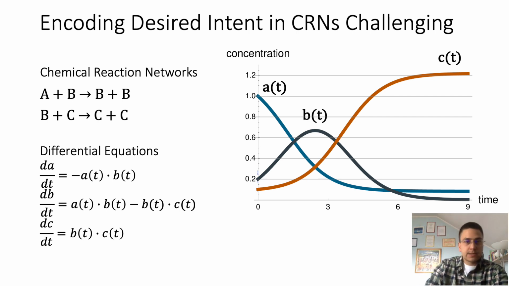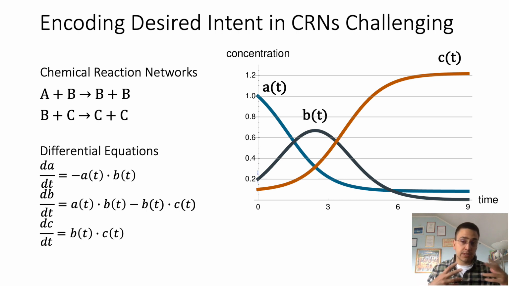Now I just want to stress that encoding desired intent in CRNs is challenging. Let's look at this simple two-reaction system, which is characterized by the differential equations on the bottom left. If we simulate the system and see how quantities of different molecular types change over time, we can see this complex nonlinear behavior. What that implies is that if we want to encode some desired functionality into CRNs, it's pretty hard to do that.